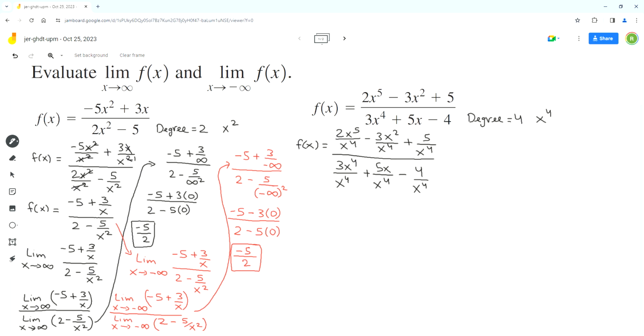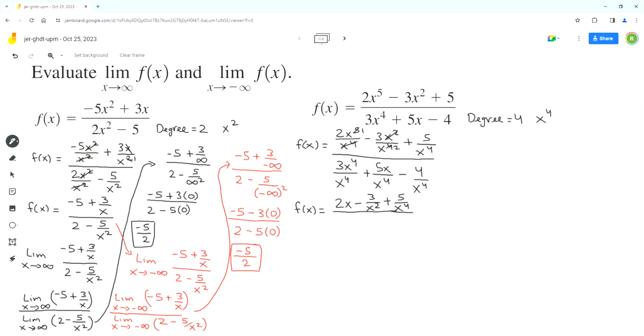Now we can simplify these terms. So f at x equals, in the numerator, x^5 over x^4 can be reduced to just an x in the numerator. So we just get 2x. Now in the second term, the x^2 and the x^4 can be reduced to just x^2 in the denominator. And then plus 5 over x^4.